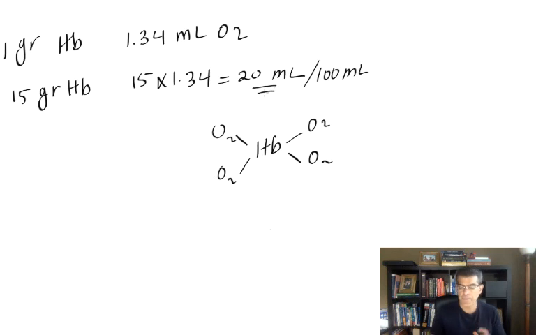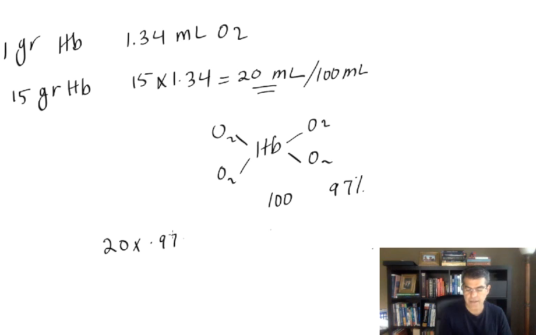But normally, my hemoglobin is not 100% occupied. Normally, out of 100 seats, only 97% are being occupied. That means my 20 ml is based on 100% occupation. Since I cannot occupy every seat, only 97%, I have to multiply 20 by 0.97. The answer is 19.4 ml I can carry per 100 ml of blood. So I can only carry 19.4 ml per 100 ml of the blood.